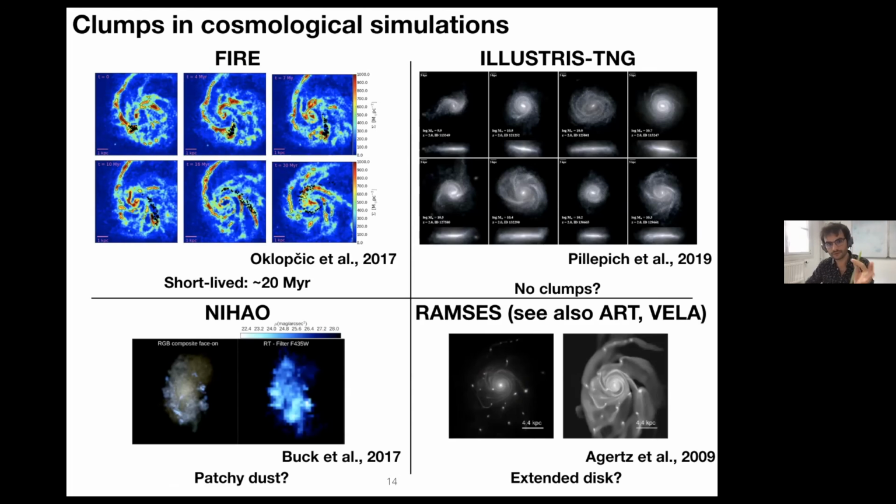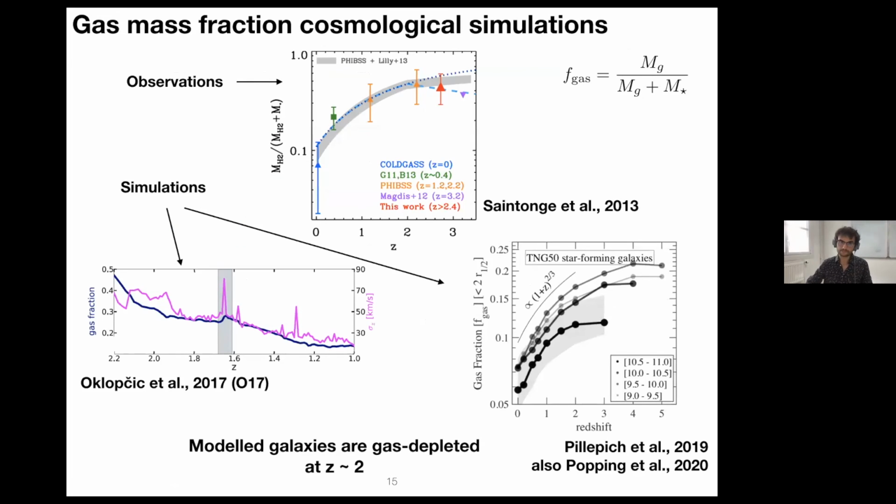So what is the main difference between the simulations that see clumps and those that don't? The difference is the gas fraction. In observations on the top, you see that the gas fraction is actually a very good proxy for the redshift of observation of star-forming galaxies. Here you see the gas fraction, which is the mass of gas divided by the total baryonic mass. Here it's only molecular hydrogen because it's harder to observe. It's not possible to observe atomic phases at high redshift yet.